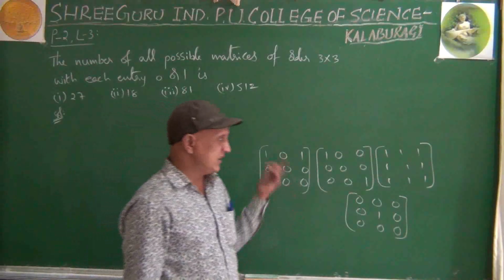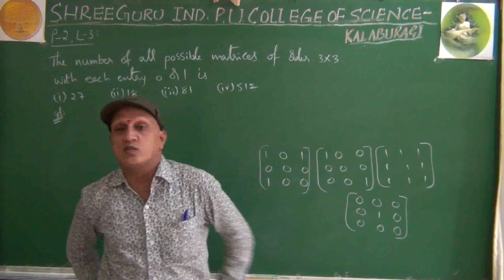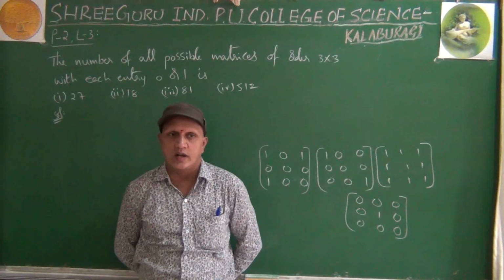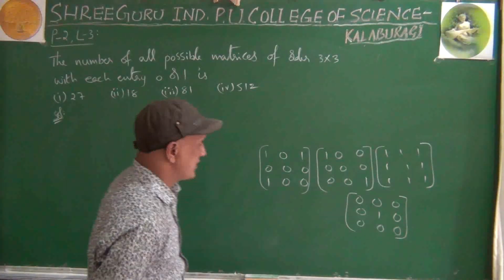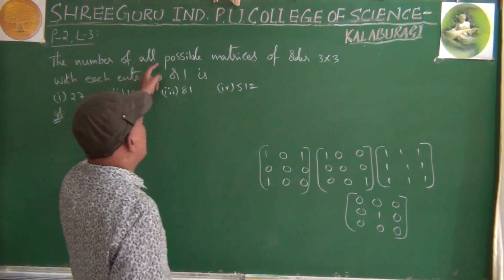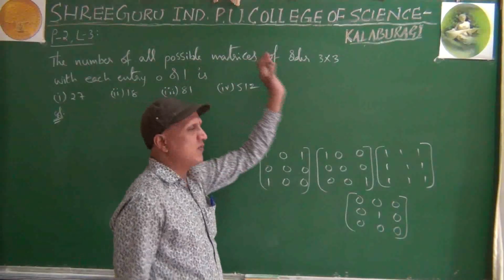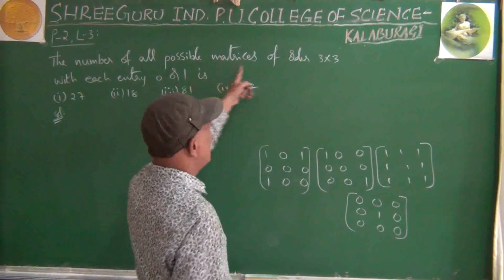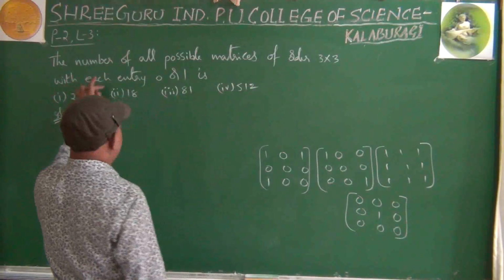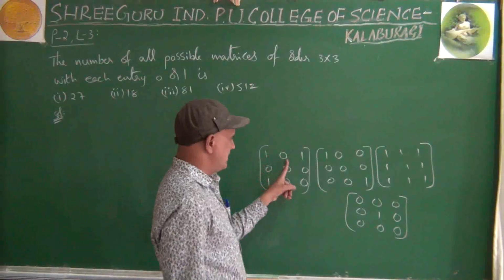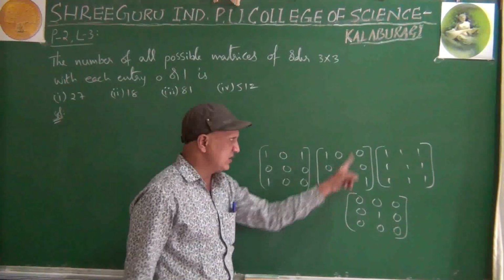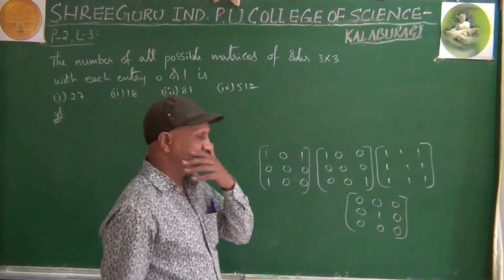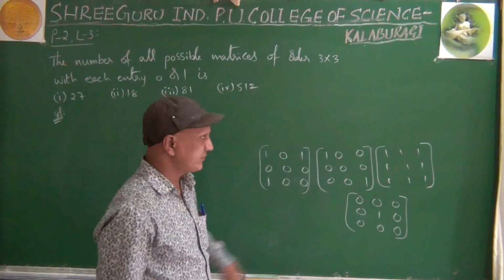The question is like this: how many matrices can we write? How many possibilities are there? The number of all possible matrices of order 3 by 3 with each entry 0 or 1. Like this, how many matrices can we write is the question.